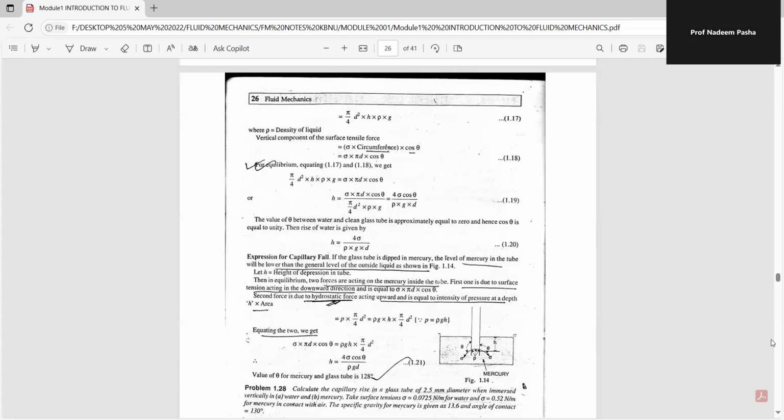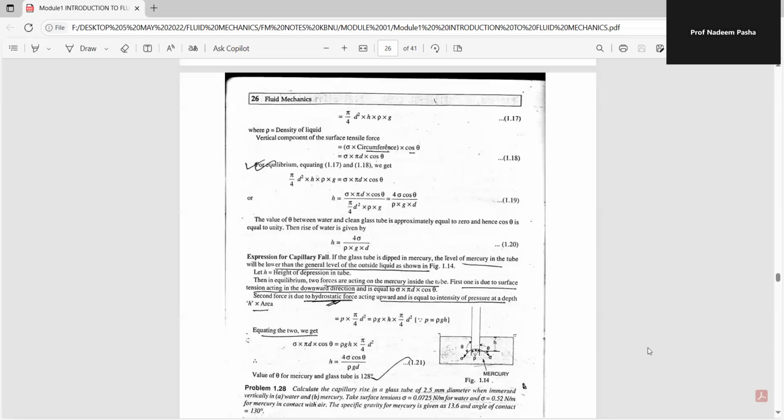When immersed, first case it is immersed in water. Second case it is immersed in mercury. So it may be capillary rise, or it may be capillary fall. Both chances are available. Take surface tension sigma equal to 0.0725 Newton per meter for water and sigma equal to 0.52 Newton per meter for mercury in contact with air. So surface tension for water is different, surface tension for mercury is different. The specific gravity for mercury is 13.6 and the angle of contact is given as 130 degrees.